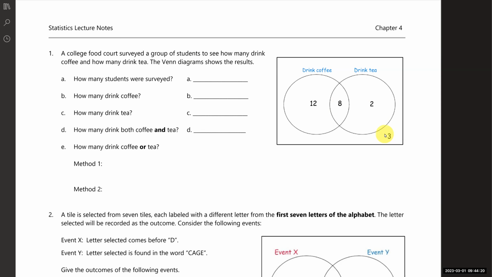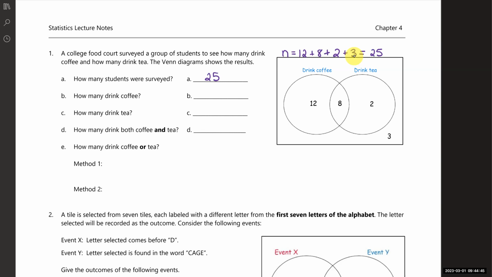So that will answer part A. How many students were surveyed? I'm going to actually write there N. Again, we just think of that as the number of people, students in this case, in our sample. So adding up all the people inside the rectangle of the Venn diagram, that will be 25 students. So 25 students in total.